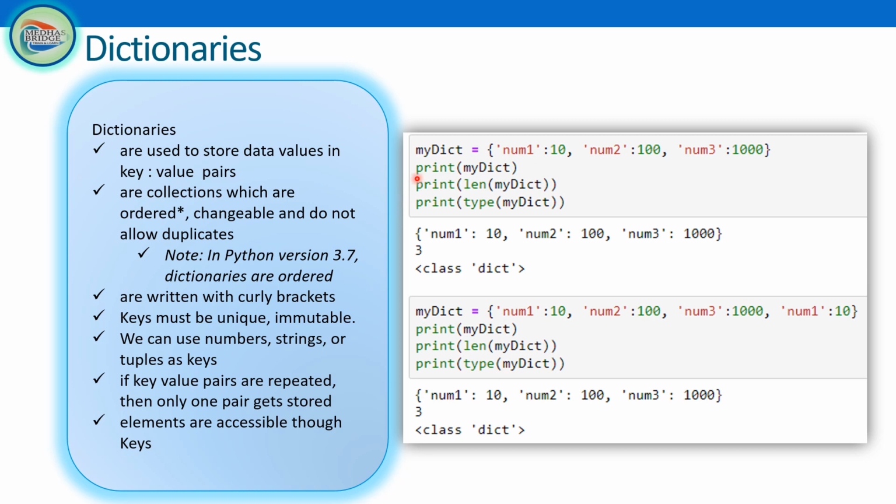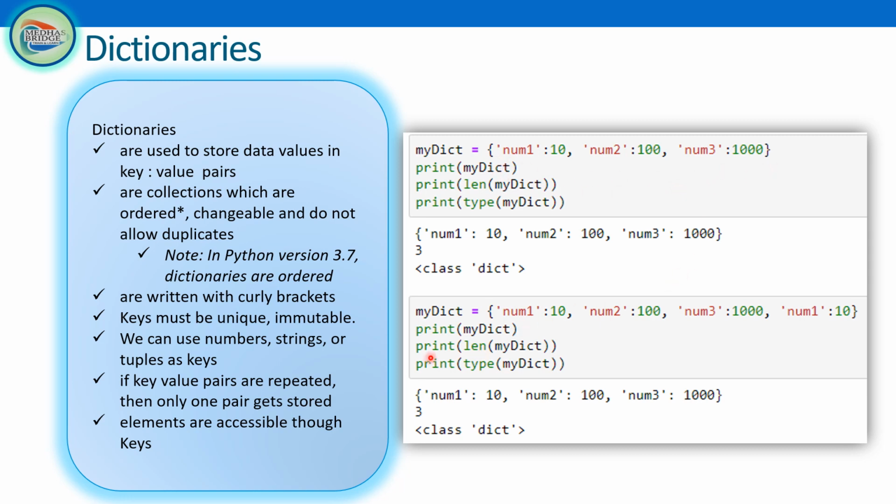Here is an example. Here, myDict is a variable of class type dictionary. Here we have three key value pairs. num1, num2, num3 are keys. And 10, 100, 1000 are the values which correspond to keys num1, num2, num3. All key value pairs are separated by comma and enclosed with curly brackets.